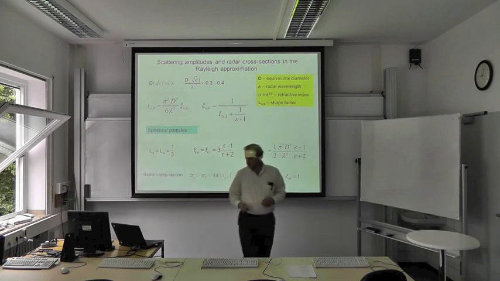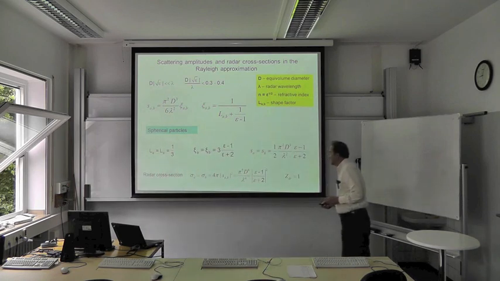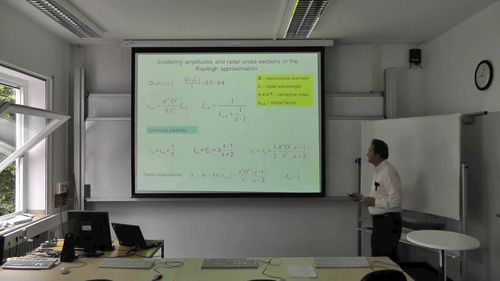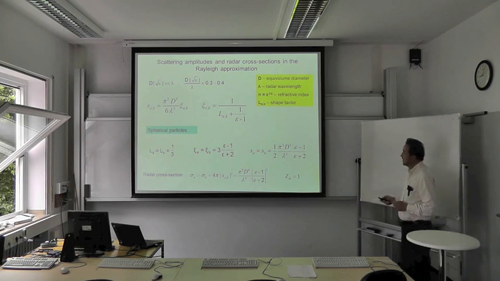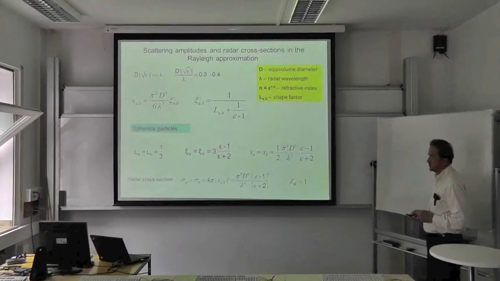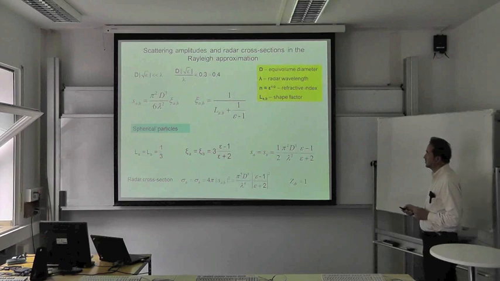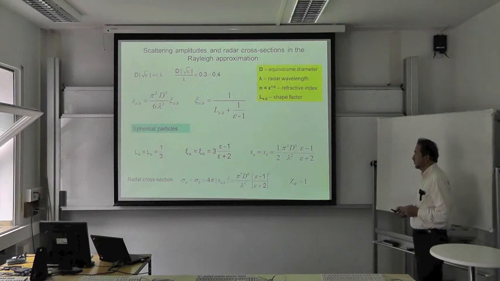We need to start from very simple expressions for the scattering amplitudes that determine most of these variables. And you remember that in the previous lectures, lecture 1 or lecture 2, we determined the so-called scattering amplitudes, also scattering coefficients, we can call them, or elements of the scattering matrix.